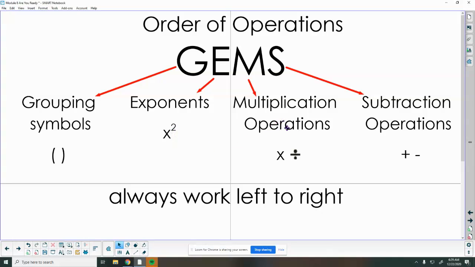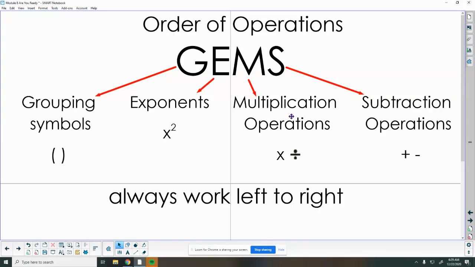Then we do any multiplication operations. This also means the opposite of multiply is to divide. So anytime we see multiply or divide, that means we are doing those from left to right. So just because we say multiply, divide, that doesn't mean you multiply first always. If divide comes first in the problem, we want to do that first because these are equals. The opposite of multiply is divide.